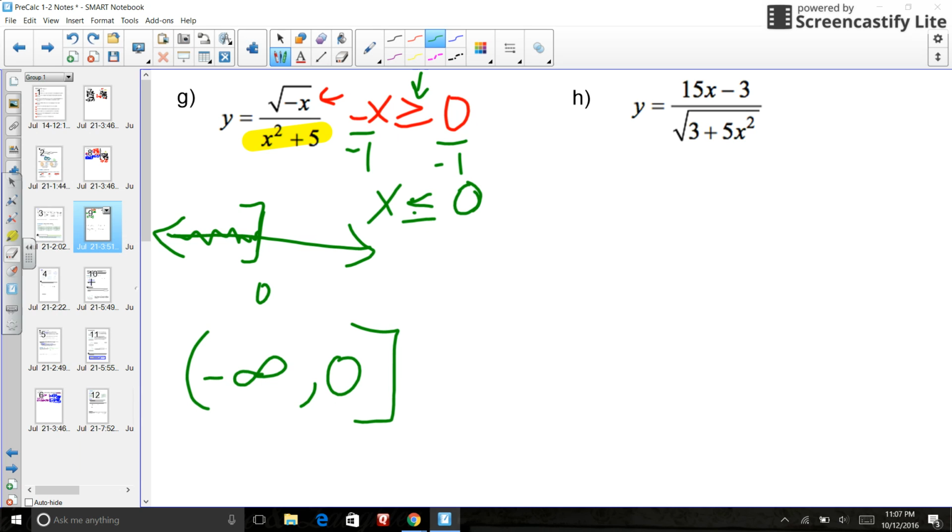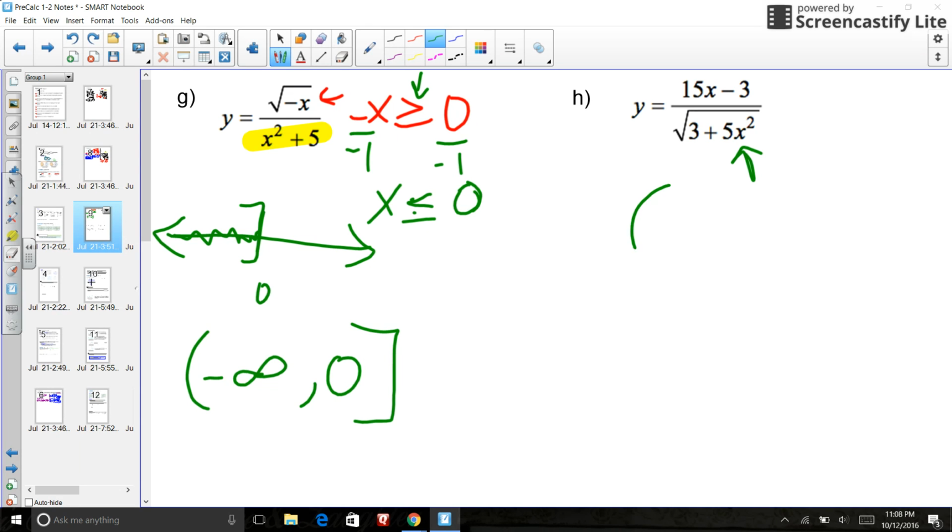All right, letter H. I had to call Mr. Pouliot on this one because I was getting weird answers and I was trying to figure out why this was not working for me. Well, look at the top. Is there anything x can't be on the top? And the answer is nope, it can be anything you want. And then on the bottom, I was like, well, 3 plus 5x squared has to be greater than or equal to 0. And then I thought, wait a second. x squared, if it's a real number, will that ever be negative? No. So this one, there aren't any exclusions because it's x squared down there.